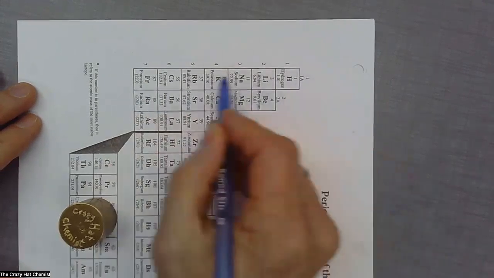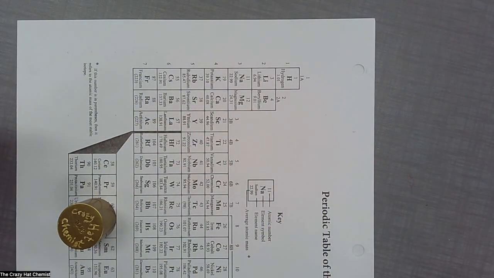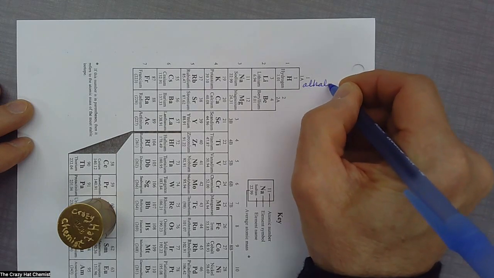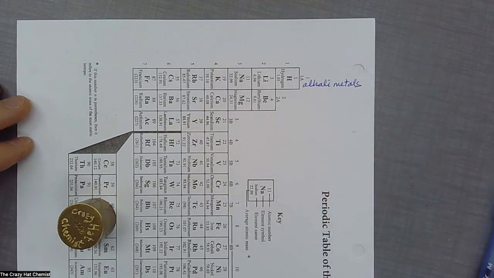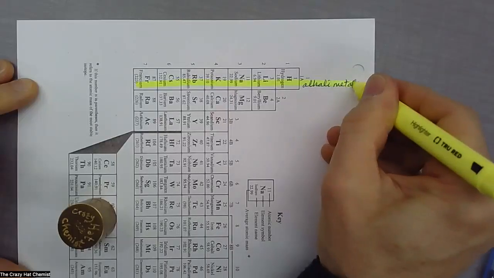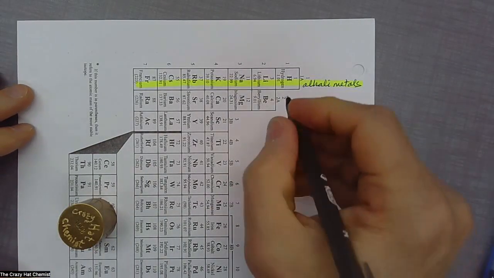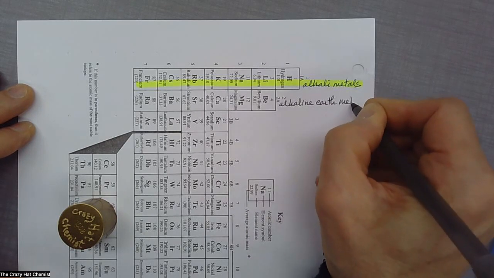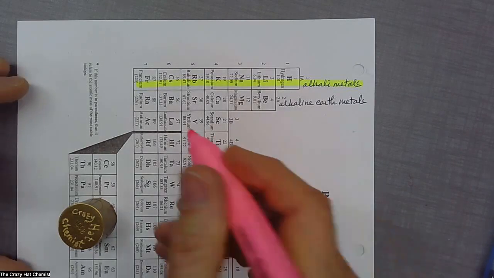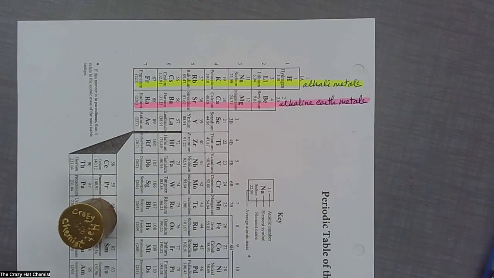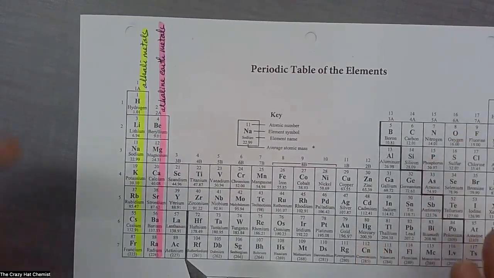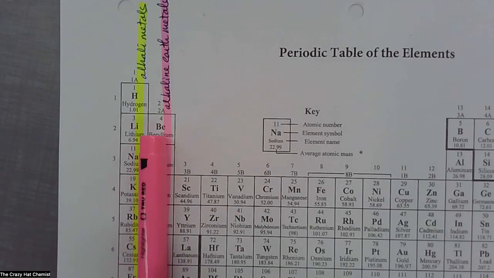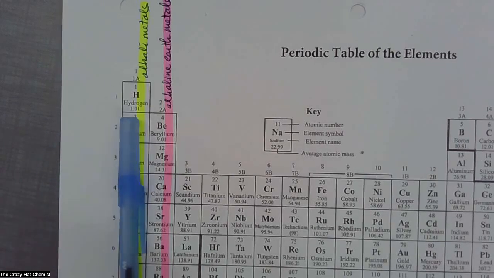So this first group right over here, and I'm going to highlight these sections so that you can see them, is the alkali metals. So the alkali metals are this group right here. That's the alkali metals. Okay, fantastic. The alkaline earth metals is the next group over, which is group 2. All right, so let me just zoom in on that so you can see that here. There we go. We have the alkali metals and the alkaline earth metals. Okay, that is group 1 and group 2.